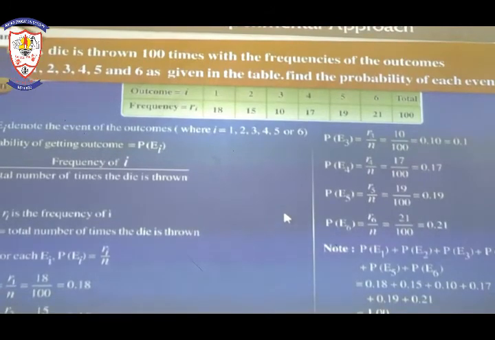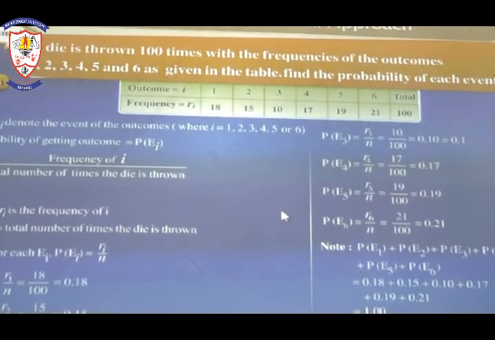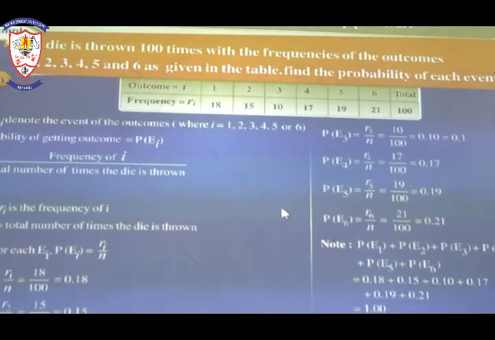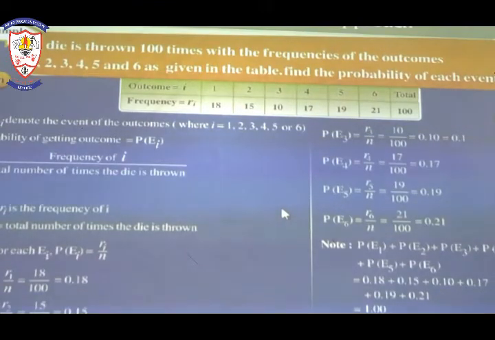Now students, we will move to one more example. A die is thrown 100 times with the frequencies of the outcomes 1, 2, 3, 4, 5 and 6 as given in the table. Find the probability of each event. The data is given in the form of a table. The outcomes are 1, 2, 3, 4, 5, 6, and the frequency is the number of times. 1 came 18 times, 2 came 15 times, 3 came 10 times, 4 came 17 times, 5 came 19 times, 6 came 21 times. So we have added the frequencies, which total 100.